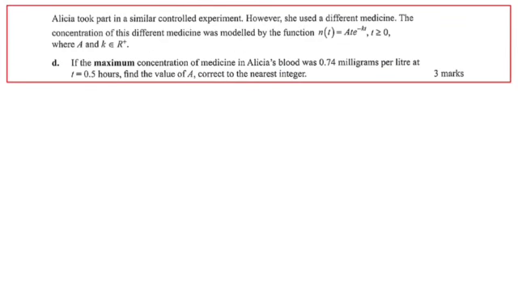Alright, next bit now. Alicia took part in a similar controlled experiment, however she used a different medicine. The concentration of this different medicine was modelled by that function, which looks pretty similar to what we had, except we've got an A and a K in there. And it looks like they're positive reals. If the maximum concentration of medicine in Alicia's blood was 0.74 milligrams per litre at time t equals 0.5 hours, find the value of A, correct to the nearest integer.